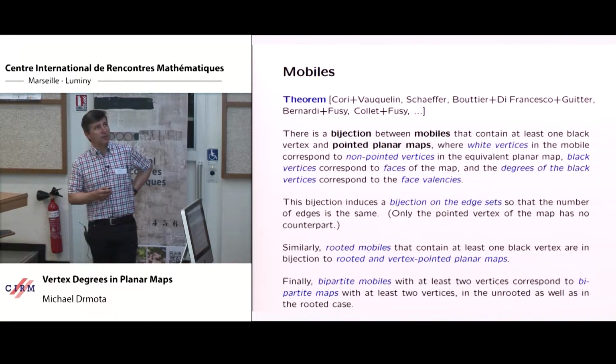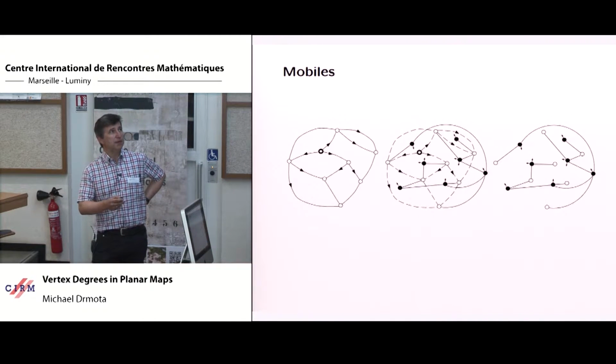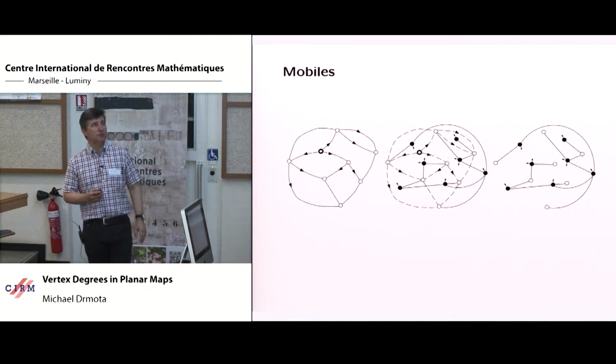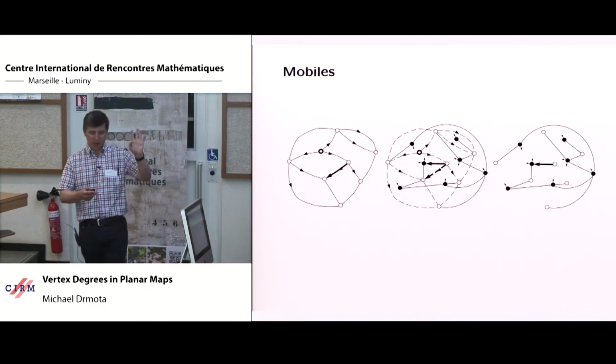Actually there is a bijection between mobiles and pointed planar maps. So what is a pointed planar map? This is a planar map where one vertex is pointed, so it's not rooted. There will be a rooted version of this, where I root an edge. So this is a rooted and pointed map. Actually, we will use this.